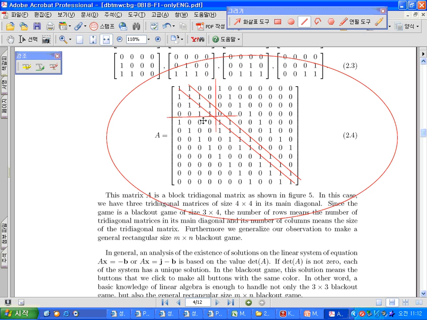if you make it block like this, then this is a block tri-diagonal matrix, and also you see here, this is a block tri-diagonal matrix, and this is another block tri-diagonal matrix. You see the pattern. Okay, so you have 4 by 4 blocks like this, and also with this you have ones here and ones down here.